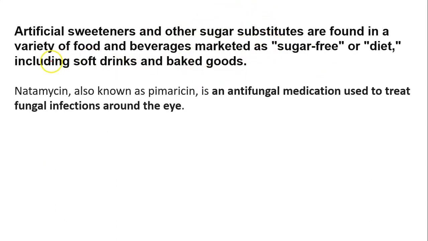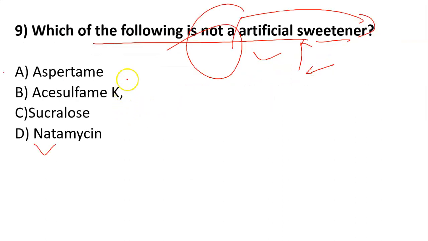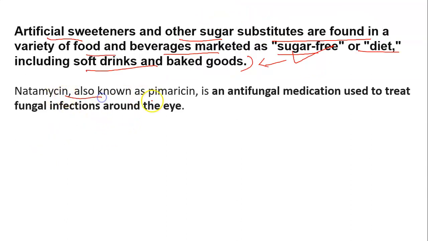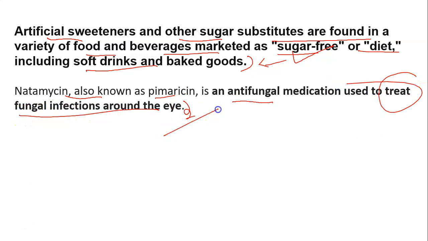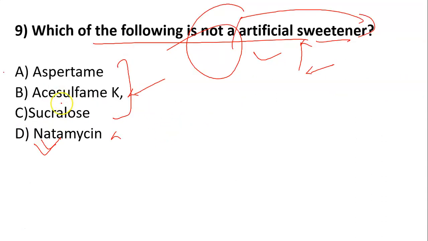First of all, what is an artificial sweetener? Artificial sweeteners and other sugar substitutes are found in a variety of foods and beverages in the market that are sugar free or diet, including soft drinks and baked food. So they are used as sugar free, and these are all artificial sweeteners, but natamycin is not. What is natamycin? Natamycin is also known as pimaricin, and it is an antifungal medication used to treat fungal infections around the eyes. So natamycin is not an artificial sweetener.